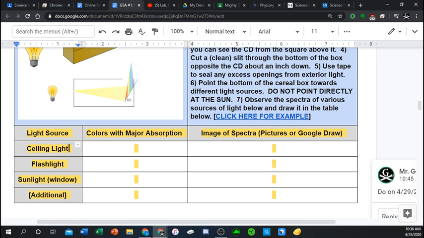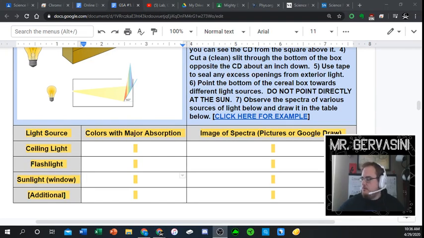You just got to differentiate what light is for your ceiling light and then what light bulb you're using as an extra one. You're going to provide the colors and then an image of the spectra. You can either take a picture or you can draw it in Google Draw. Alright? So let me just provide an example to you to kind of help you. There's my camera. Oops. This one's mine. Right?